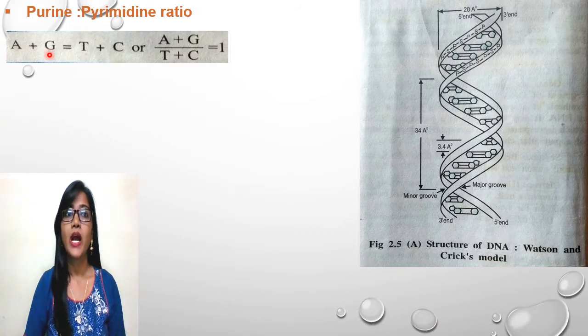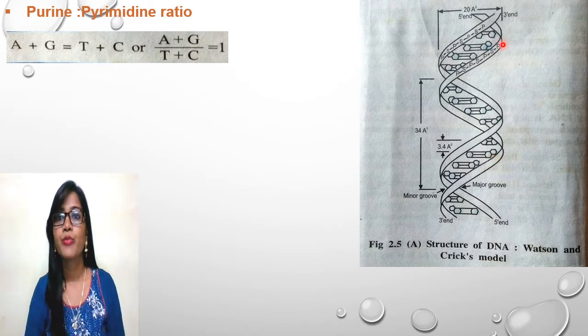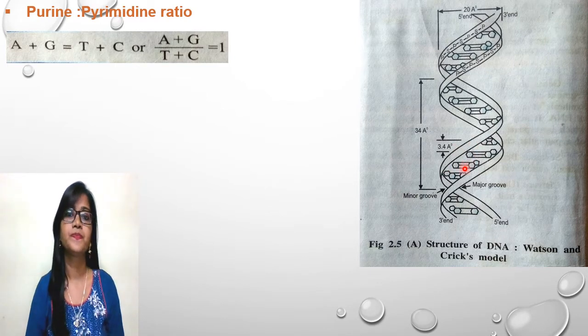Another very important component while studying the structure of DNA is the purine and pyrimidine ratio. What is the purine to pyrimidine ratio? That is A plus G is equal to T plus C, or A plus G upon T plus C is always equal to 1. Due to complementary base pairing, the total number of purine bases is always equal to the total number of pyrimidine bases. So their number is always equal, and because of that, the ratio is 1:1.